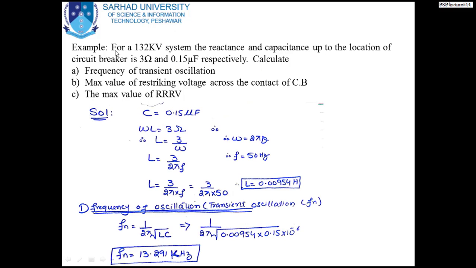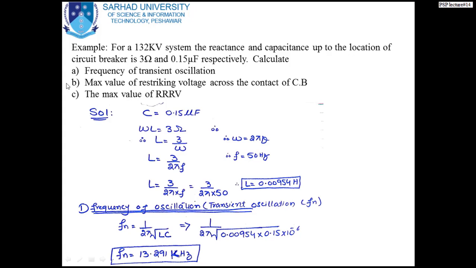Okay. For a 132 kV system, the reactance and capacitance up to the location of the circuit breaker are 3 ohm, which is the inductive reactance, and 0.15 microfarad, which is the capacitance. That is not capacitive reactance, but capacitance, respectively.